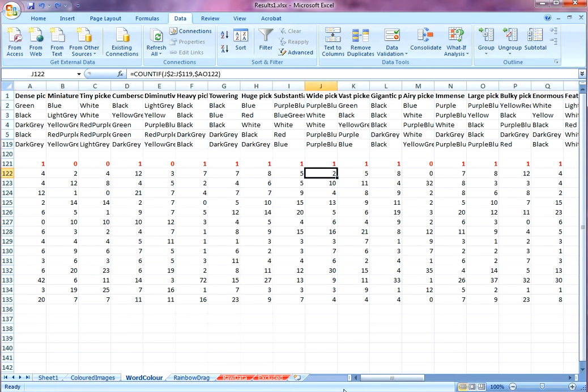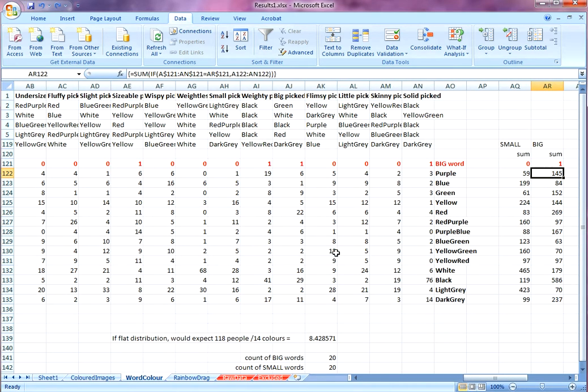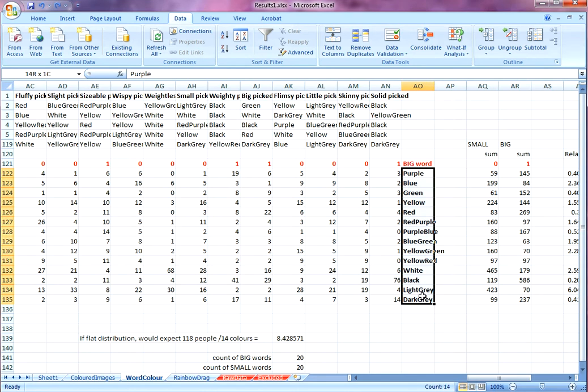Okay, if we go the whole way over, we have 40 words if I recall. We have a list of all the colours down here: purple, blue, green, etc. All I did was compute how many times, out of all the people, for the word solid did people pick purple. 3 times. Whereas people picked black 76 times. Okay, so fairly straightforward, fairly simple.